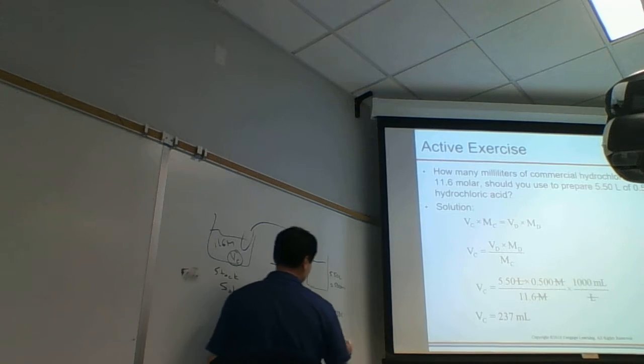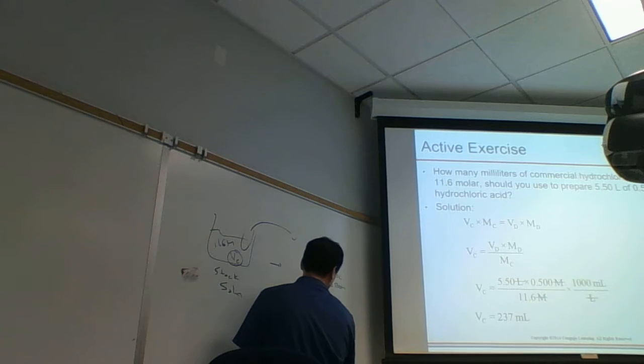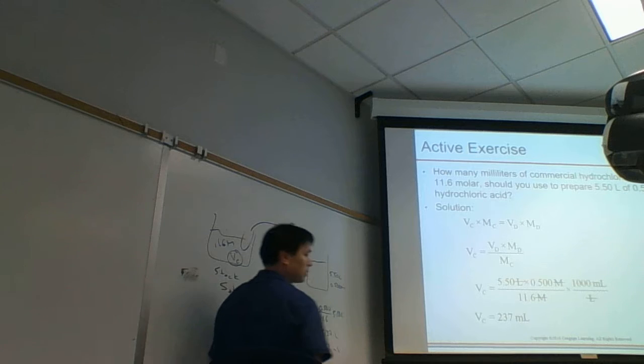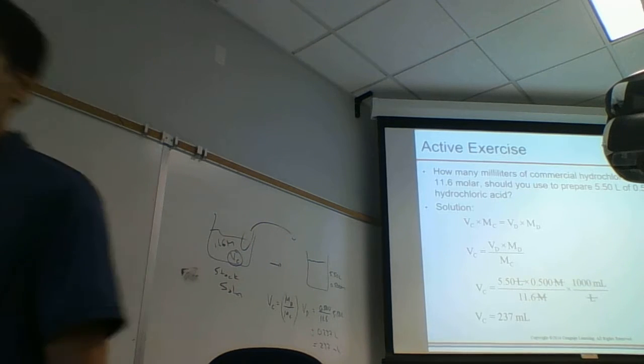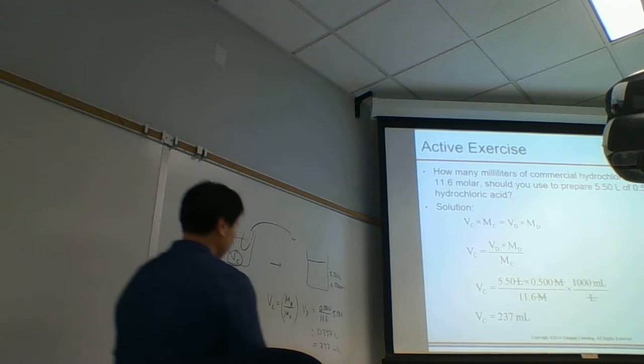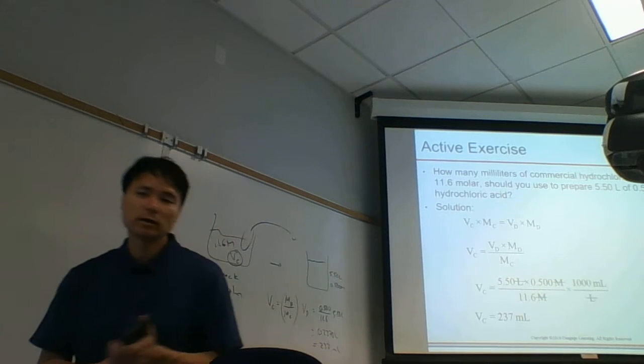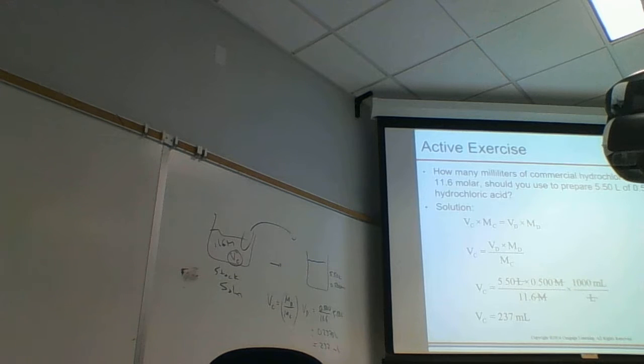0.237 liters is 237 milliliters. So we would have gotten 0.237 liters, which is equal to 237 milliliters. I would have done one extra digit there. So let's see. It counts out to 0.5. That's 5.5, divided by 11.6, 0.2370. Carry one extra digit and then round it off.